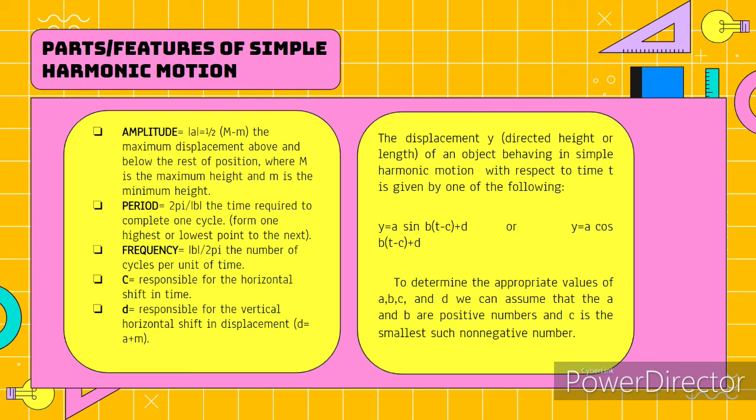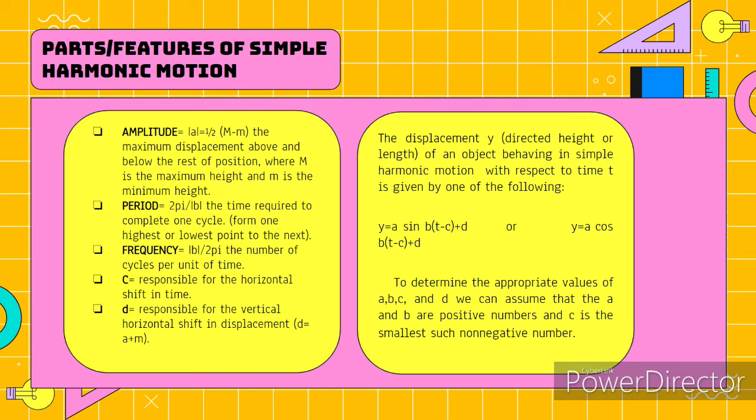from one highest or lowest point to the next. The third one is frequency, the absolute value of b over 2 pi, the number of cycles per unit of time. The fourth one is c, responsible for the horizontal shift in time. And the last one is d, responsible for the vertical shift in displacement. So d is equal to 1/2 of capital M plus m.